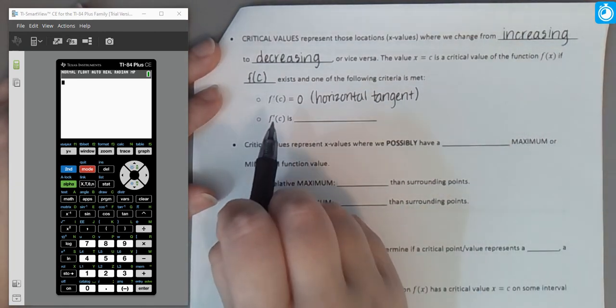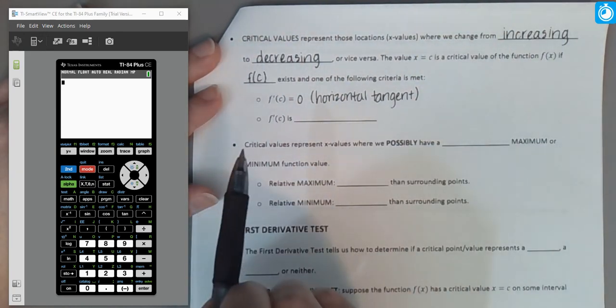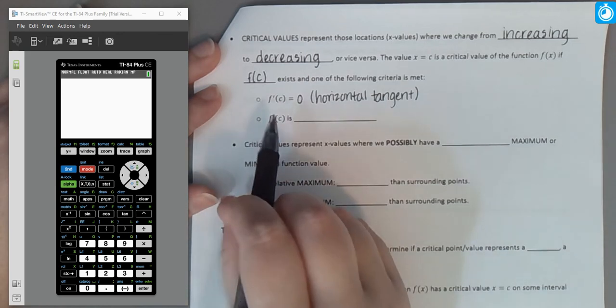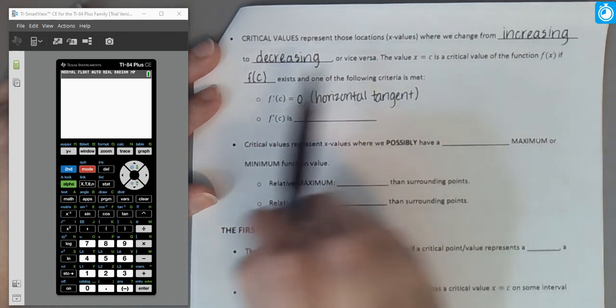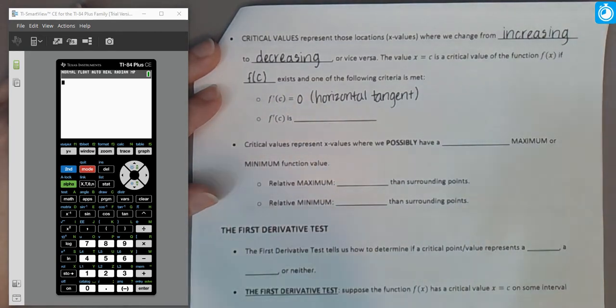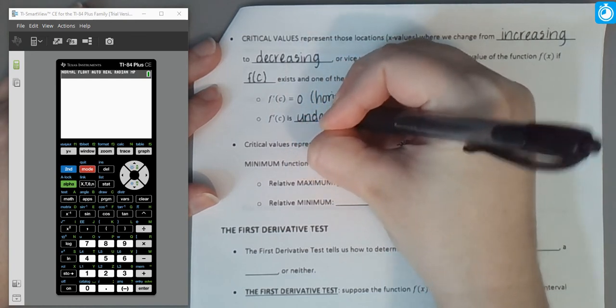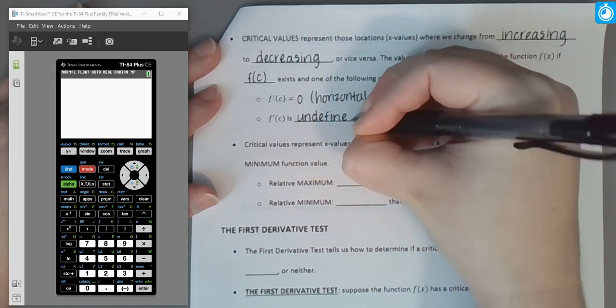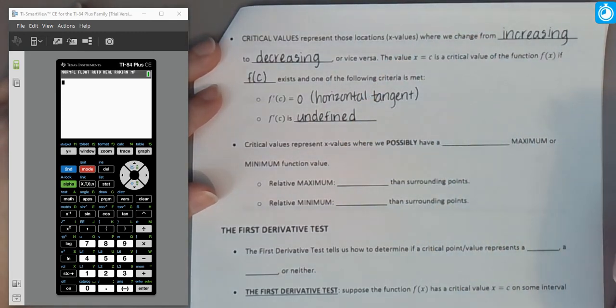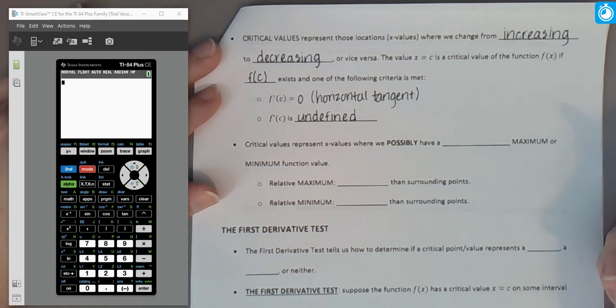Now, another possibility that would indicate that we have a critical value where we potentially change from increasing to decreasing or from decreasing to increasing is locations where maybe we have a point that exists, but maybe we don't have a tangent line, so maybe our derivative is undefined. The term we use for saying that the derivative is undefined is undifferentiable. Our function is not differentiable at that location. And we talked about several situations where we would have a function that is not differentiable.